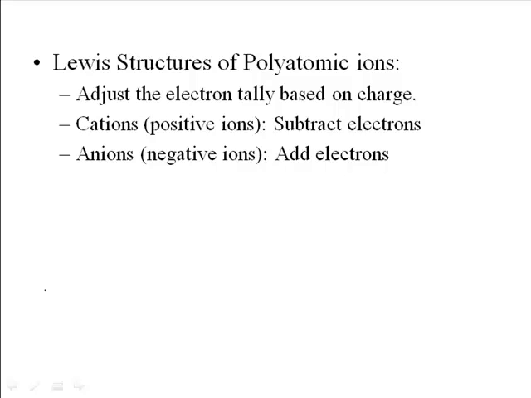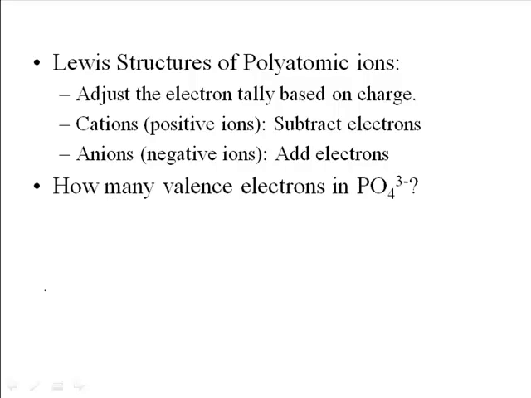So if it has a -1 charge, you'll add an extra electron to the tally. If it has a -2 charge, you'll add 2 extra electrons. For example, if we were to tally up the valence electrons in PO4 3-, that's the phosphate anion, I would handle it the same way we've been handling those tallies in the last 2 examples.